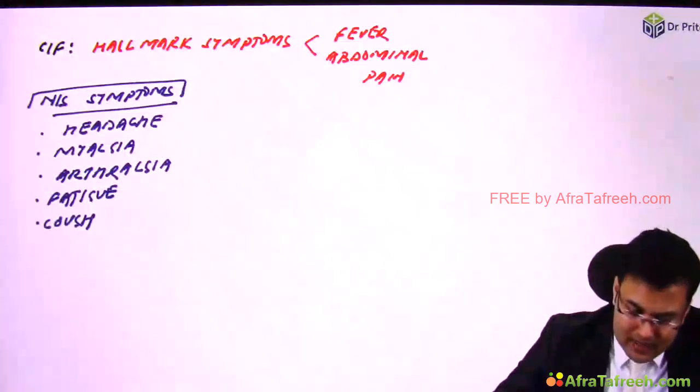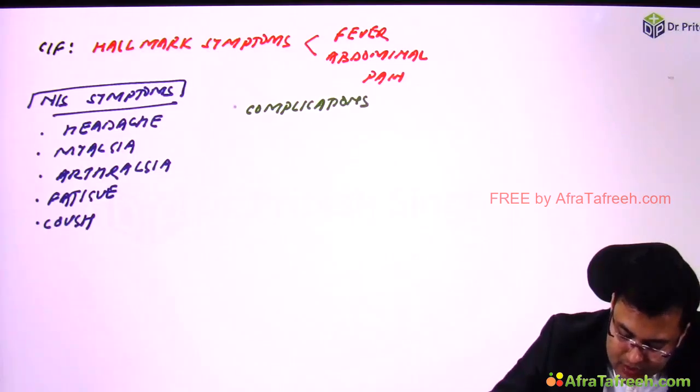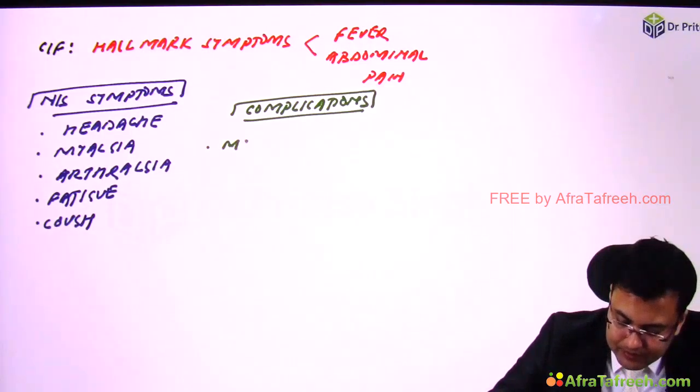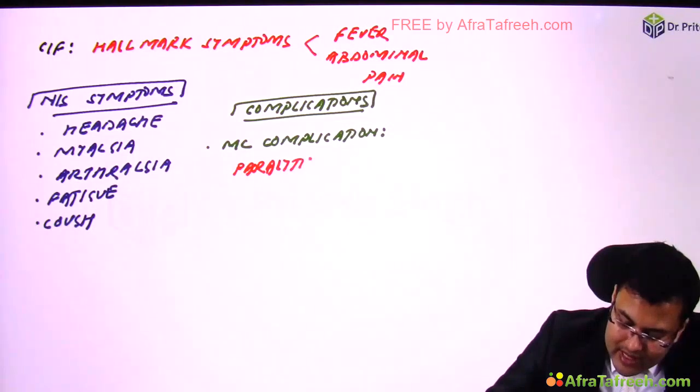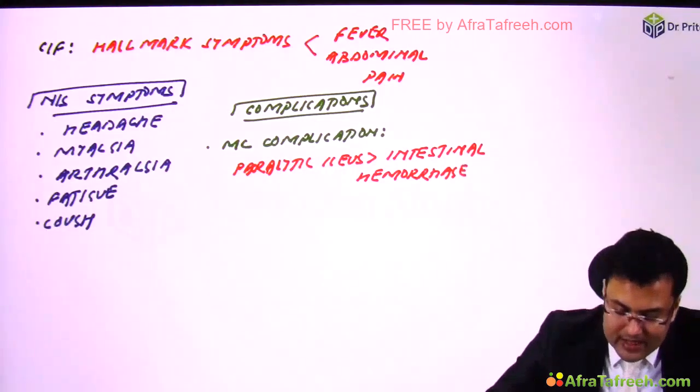After that, questions are asked: what are the complications of typhoid? This is very, very important. First question, what is the most common complication? The most common complication is paralytic ileus, followed by intestinal hemorrhage.